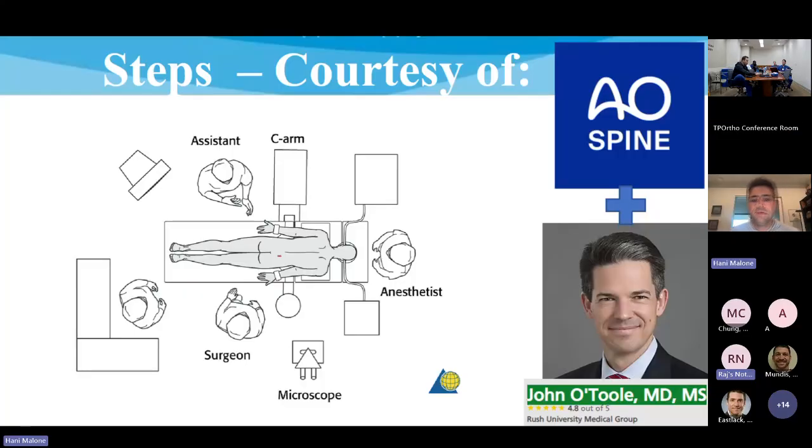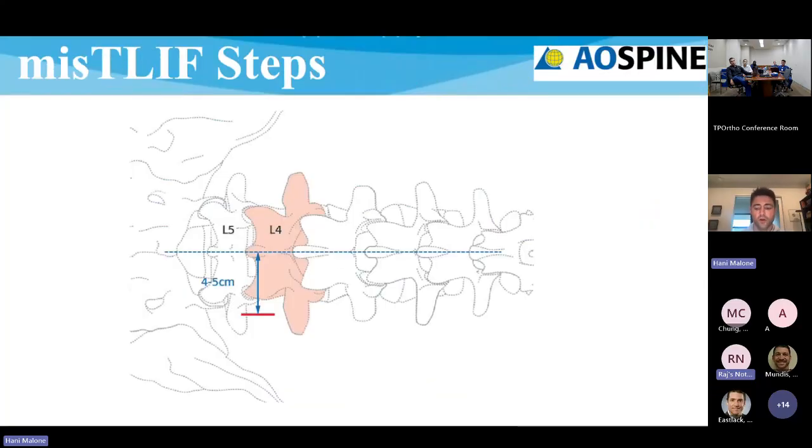Cool. So I didn't create these slides. They came from John O'Toole, who is one of the guys I trained with when I was a fellow. I didn't necessarily go there to train with him, but I ended up learning a lot from him. I basically set up the room the same way that he does. He likes to use navigation as well, and he's a really smart guy. So I just wanted to credit him.